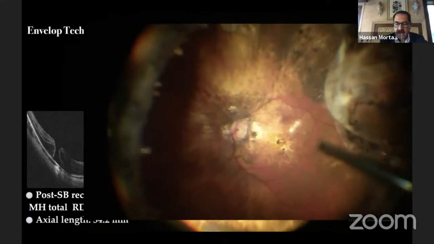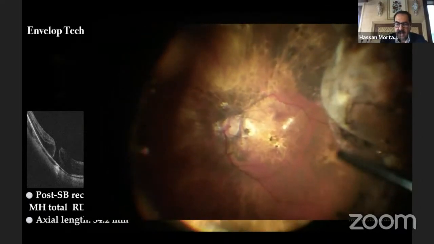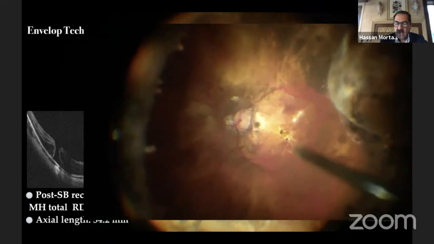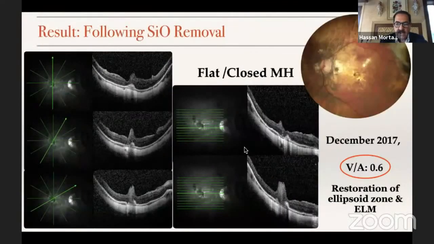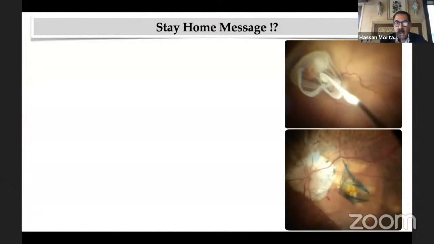This is at the time of silicone oil removal, the retina is attached, and these are different OCT done at different intervals. And this patient was very lucky. This was the last eye of this patient. The vision improved to 0.6, and the patient could read.